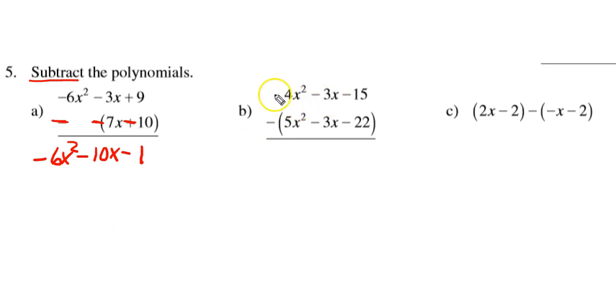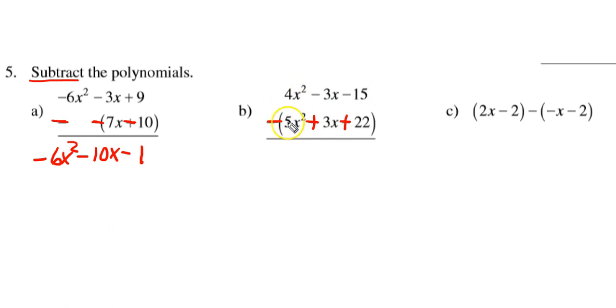Now the same thing here. You are asked to subtract this. So we're going to take away the parentheses and change all of the signs. So this will become a negative 5. This will become a positive 3. And this will become a positive 22. Again, we subtract by changing the signs and now adding.